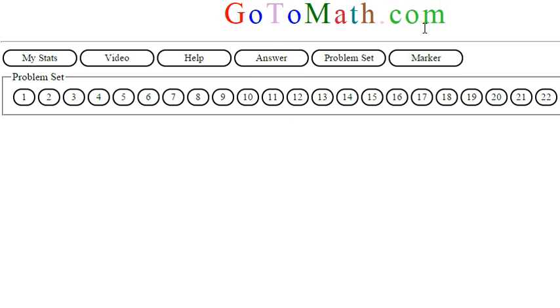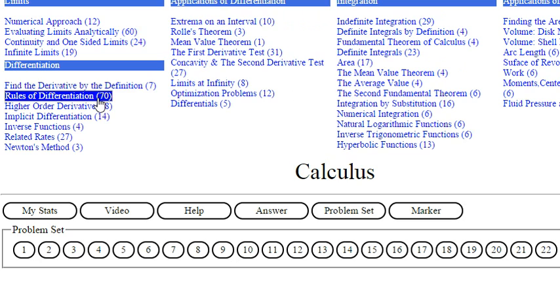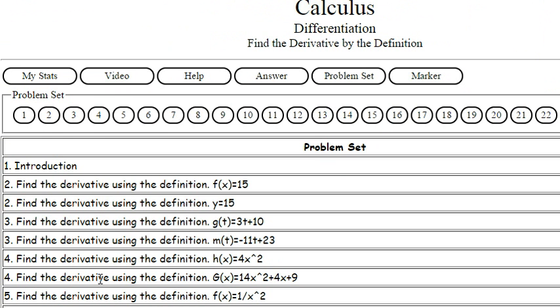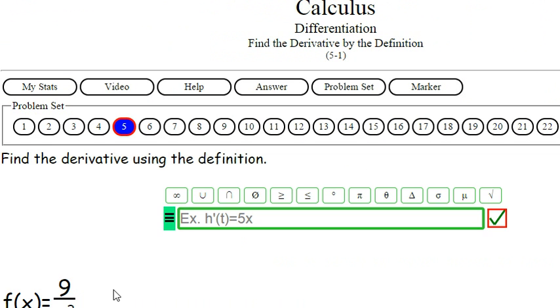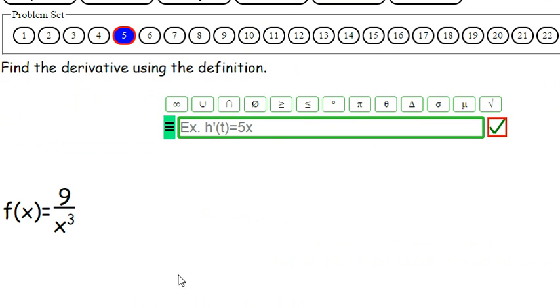We're here at gotomath.com looking at some calculus. We've got a request for this problem. Well, not actually this problem, but the next problem, but I thought I would just add this one to it. It says find the derivative using the definition.